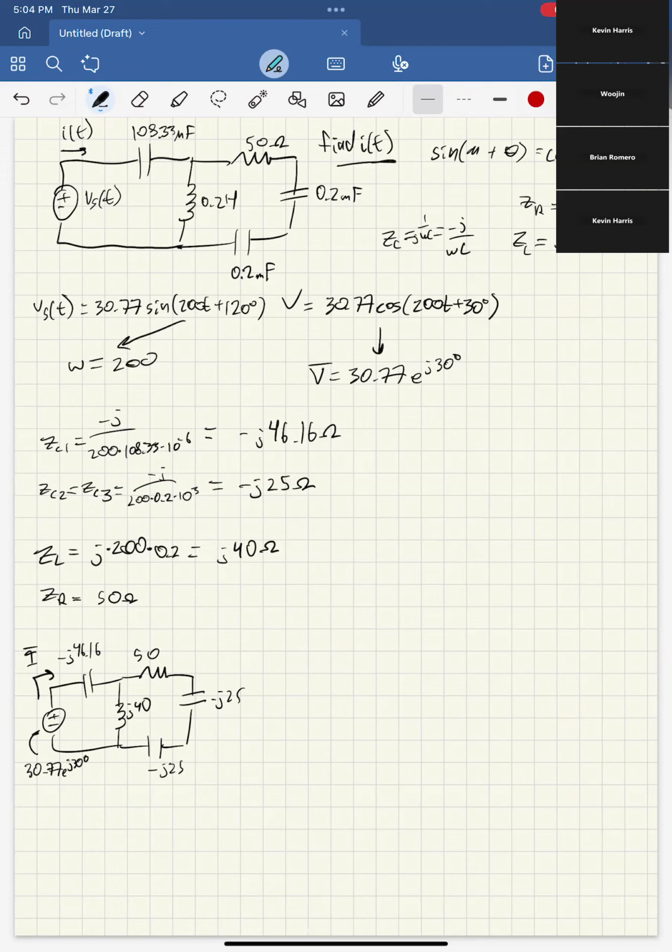We're trying to find I bar, and basically that just means we have to simplify all of this into one equivalent impedance or one equivalent resistor, depending on how you want to talk about it. And so how do we do that? We'll just pretend everything is a resistor.